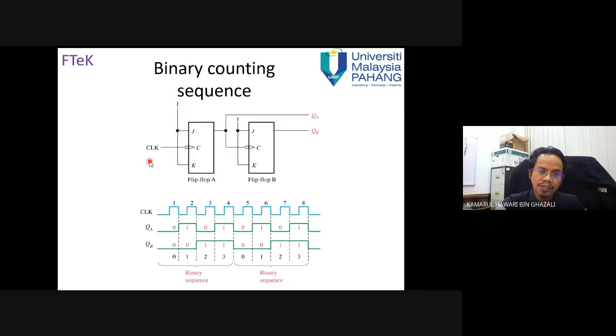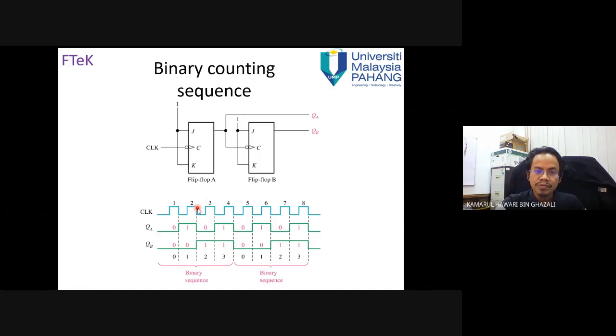this clock is only connected to flip-flop A. Look at this: this clock is connected to the output of J, which is QA. It's not connected to this clock. So this waveform clock is only for flip-flop A. Flip-flop B will wait; its clock will wait for the output of QA. So QB will wait for the output of QA. Do you see any clock here? No. So you just remain, no change.